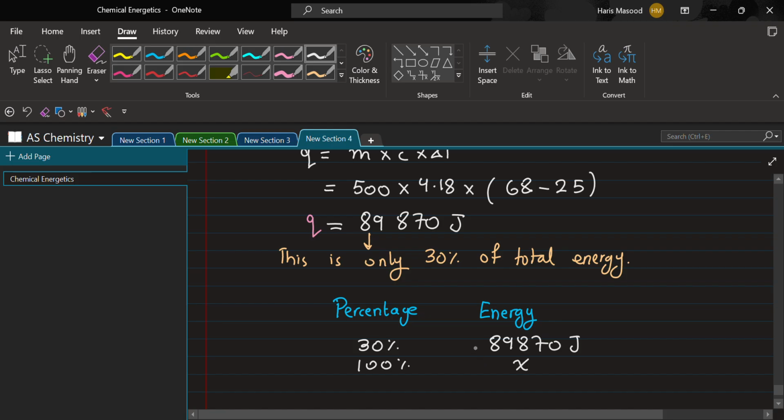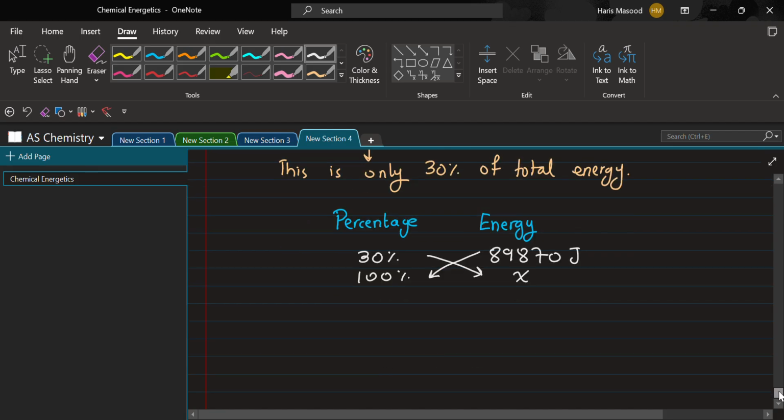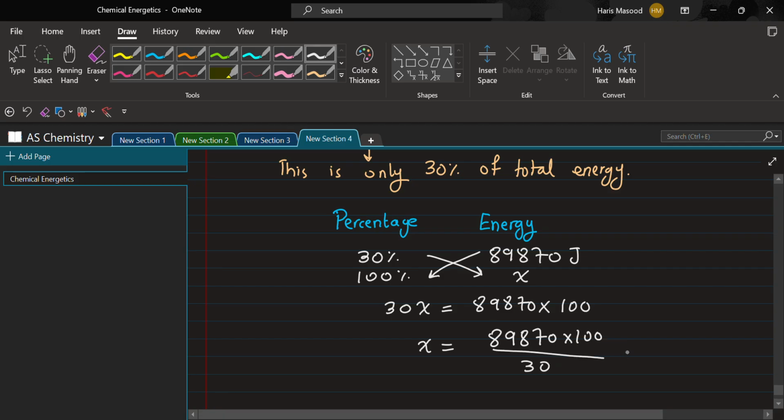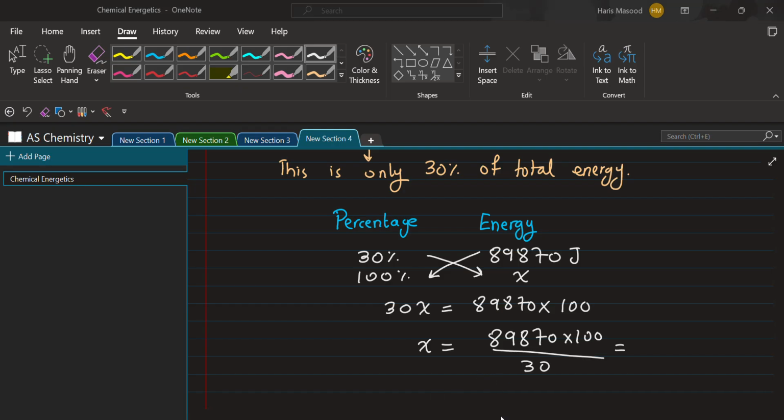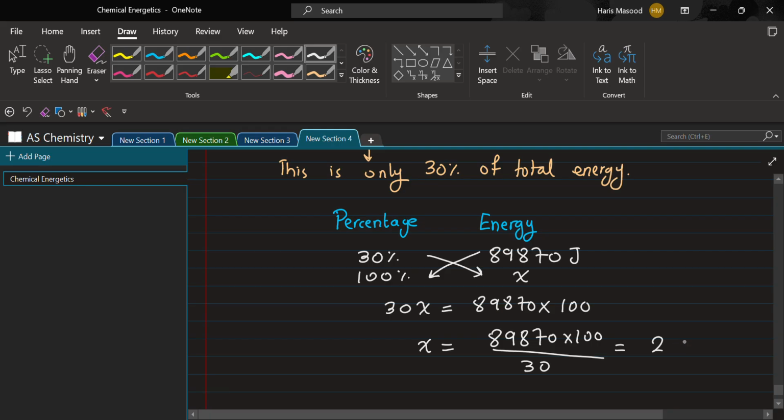Now you can cross multiply them. 30x equals 89870 into 100, and move the 30 to the divide side. Then you will get the total energy. This is our total energy.